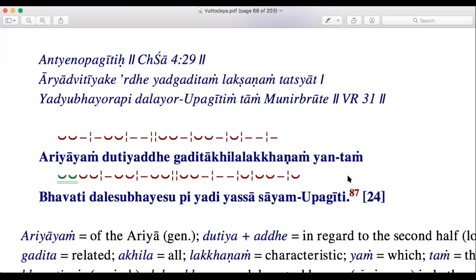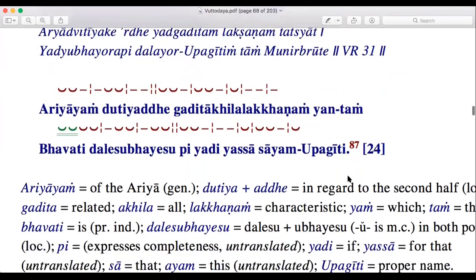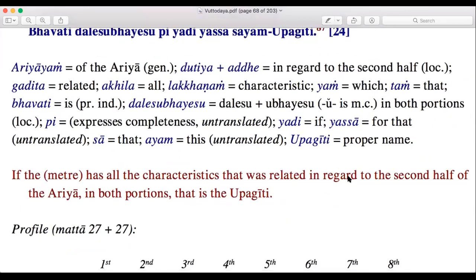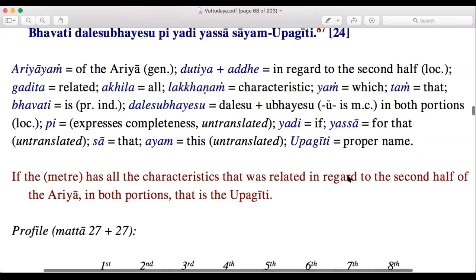So that second half, consisting of the rules, Gananiyama and Yatiniyama, is repeated. And then we call it an Upagiti verse. So here is the rough meaning. If the meter has all the characteristics that were related in regard to the second half of the Arya, in both portions, that is the Upagiti.